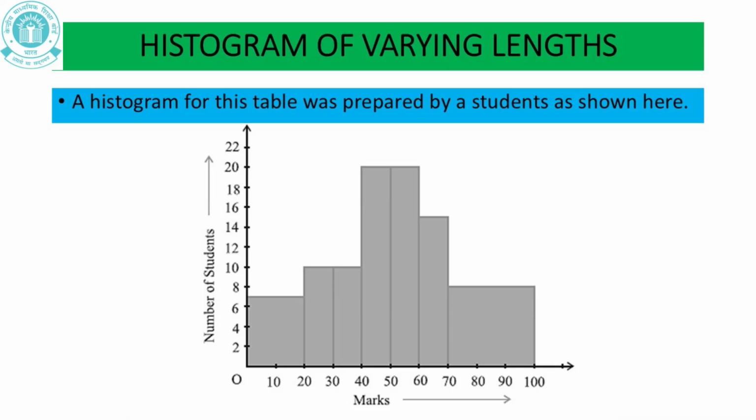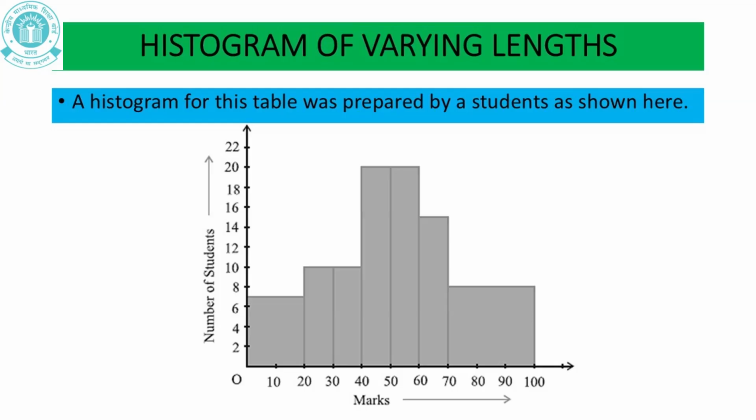A histogram for this table was prepared by students as shown here. On carefully examining this graphical representation, we come to know that it does not represent the data correctly and is misleading too, since the areas of rectangles are not proportional to the frequencies in the histogram. This happened because the widths of rectangles are varying and the histogram above does not give a correct sequence.